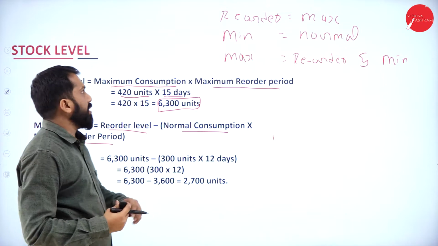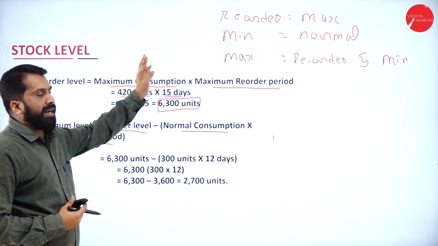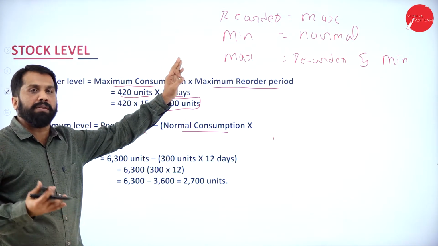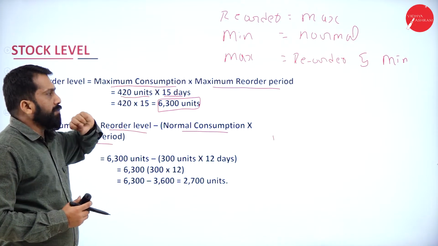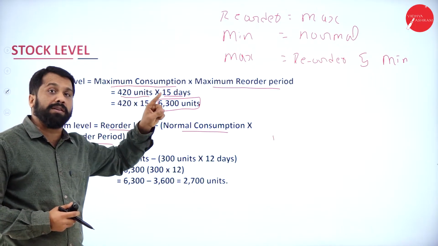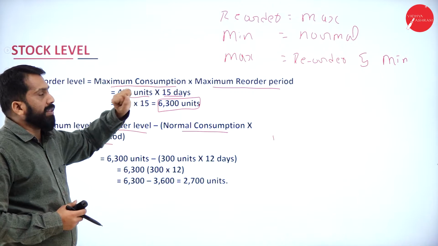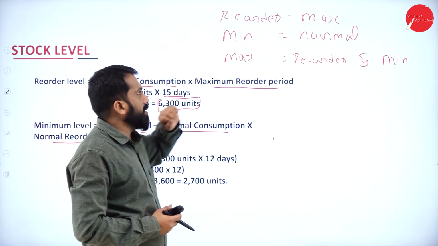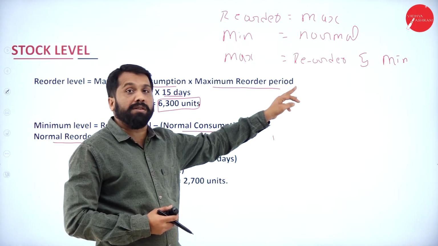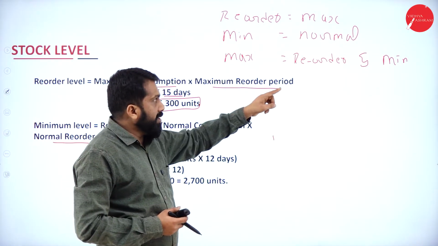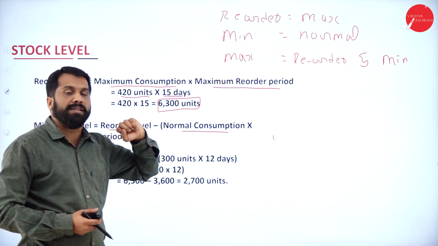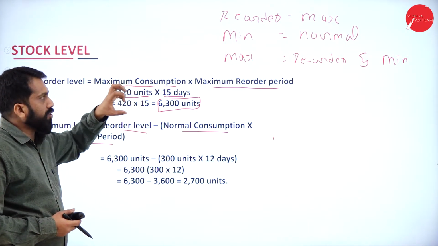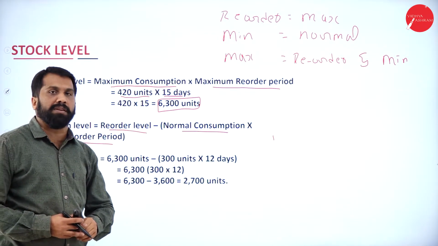Now, what is the formula for reorder level? Maximum consumption into maximum reorder period. What is the formula for minimum stock level? You have to go with reorder level, then minus your normal consumption into normal reorder period. What is the formula for maximum stock level? Reorder level plus reorder quantity, minus minimum consumption into minimum reorder period. These are the shortcuts you are supposed to remember.